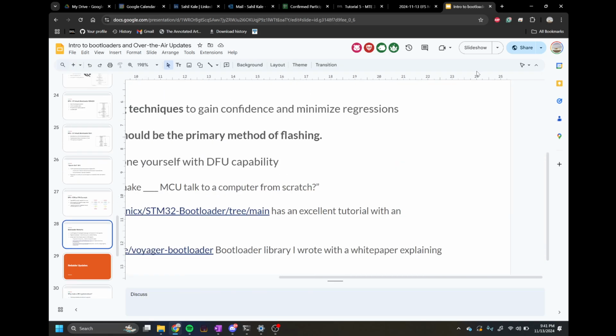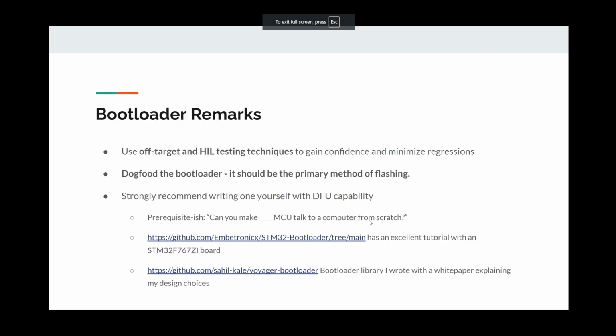Cool. So some remarks. I promise it'll get a little less into the weeds now and more high level. Use off-target and hardware-in-the-loop testing techniques to gain confidence and minimize regressions. Don't be like my friend and push an update that breaks the ability for the system to update itself. That meant every single customer had to come in to the repair shop, and we had to plug in a debugger to recover each device. That costs your company money. In the case of your CubeSat, if you break your update mechanism, you're stuck with whatever's on there, unless you're going to send someone on a space shuttle to recover it. Be very careful when you're developing it.